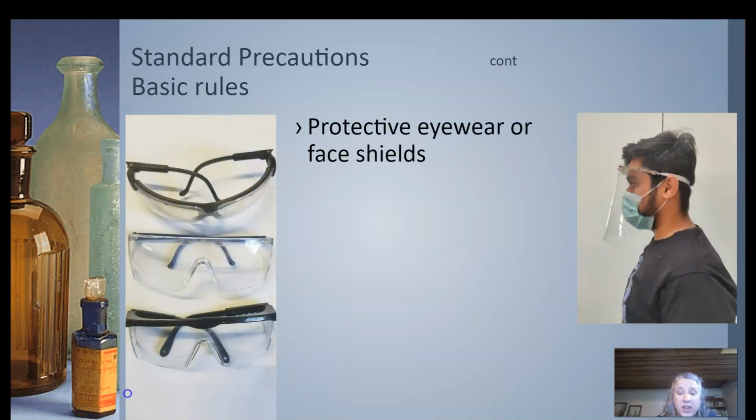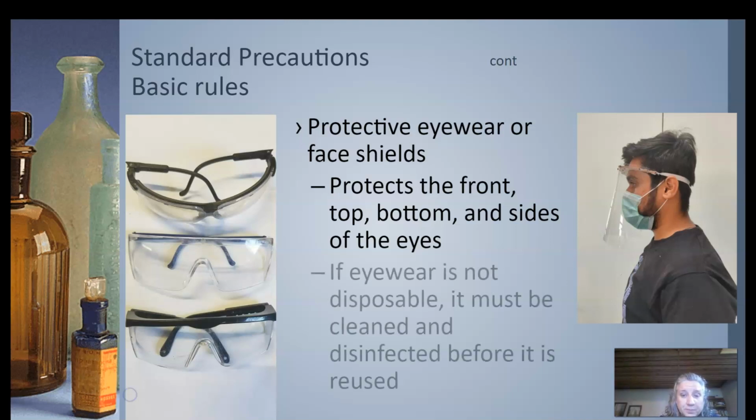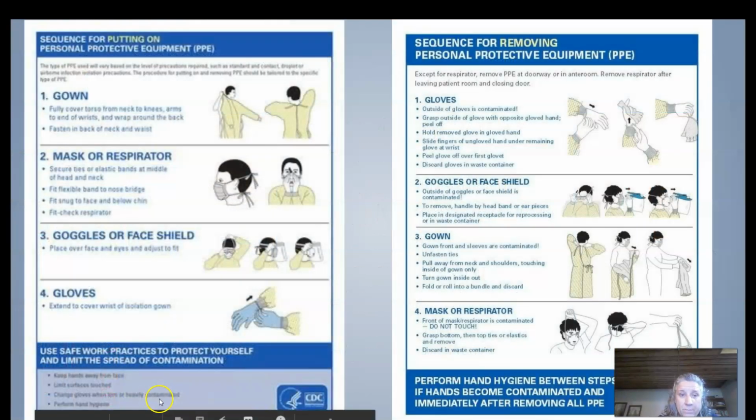Protective eyewear or face shields protects the front, top, bottom, and sides of the eye. So if you just have regular prescription glasses, that is not included as protective eyewear, because in most regular glasses, there's space in between the eyeglass frame and your eyes. If eyewear is not disposable, it must be cleaned and disinfected before it is reused. How you put on a gown. The order in which you're going to put on your gown is something that we'll go over later on more.